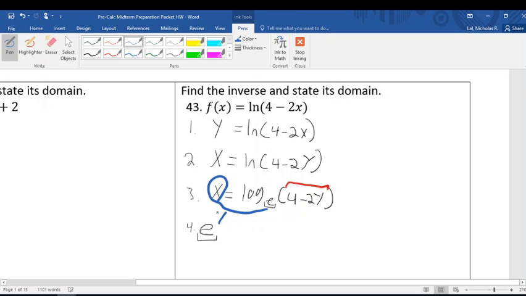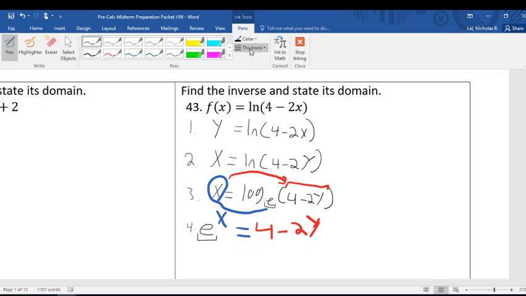E to the x power is going to be equal to, and we're going to swoosh back across the equal sign. Swoosh, there it is, 4 minus 2y. So e to the x equals 4 minus 2y. Now we just need to isolate y to find the inverse function, okay?